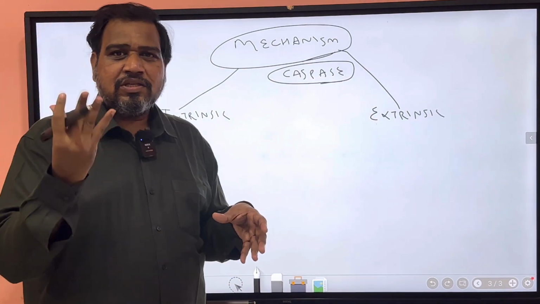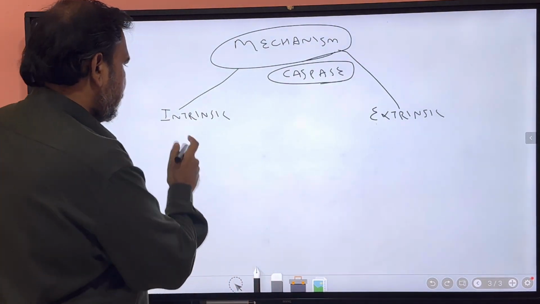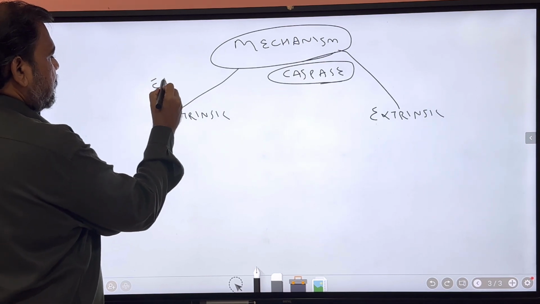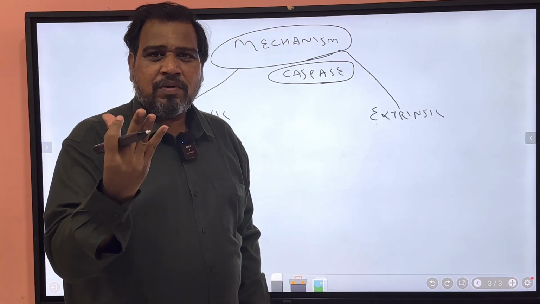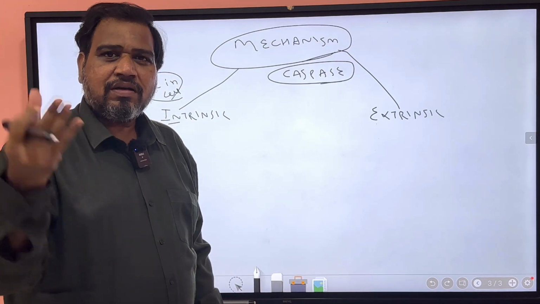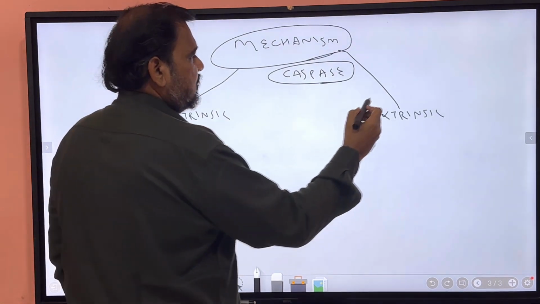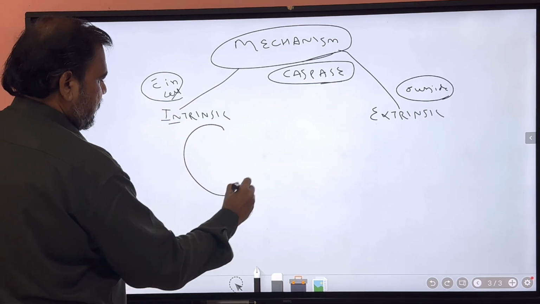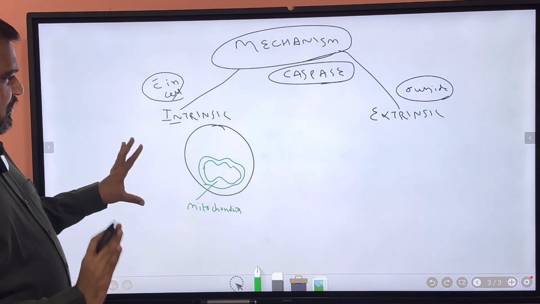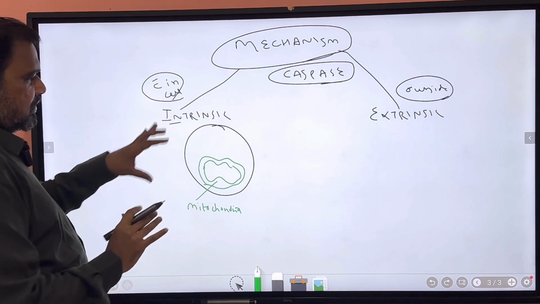Intrinsic means the stimulus is within the cell. Extrinsic means the stimulus for apoptosis, or the stimulus for caspase activation, is outside the cell. Now, I will go for intrinsic. So, this is the cell, this is the mitochondria. Now, just to concentrate, this is a normal cell.